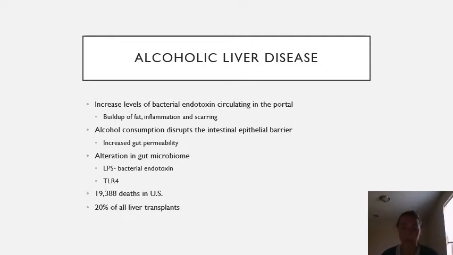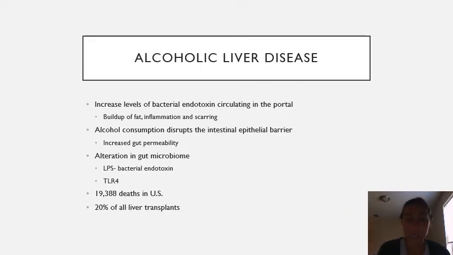And in alcoholic liver disease, or ALD, there's an increased level of bacterial endotoxins circulating in the portal of the liver, and this could also result in gut-derived toxins. And this is one of the major factors in this disease. And during this time, there is a lot of fat buildup, inflammation, and scarring. And the consumption of alcohol actually will disrupt the intestinal epithelial barrier and therefore will increase gut permeability.